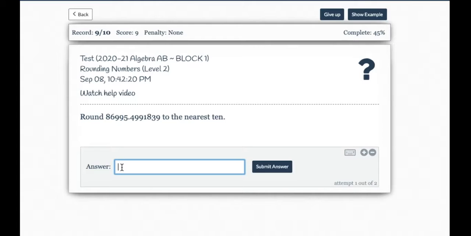So we're talking about 8700, and then the 0 for the 5. And they don't make these problems easy, do they?